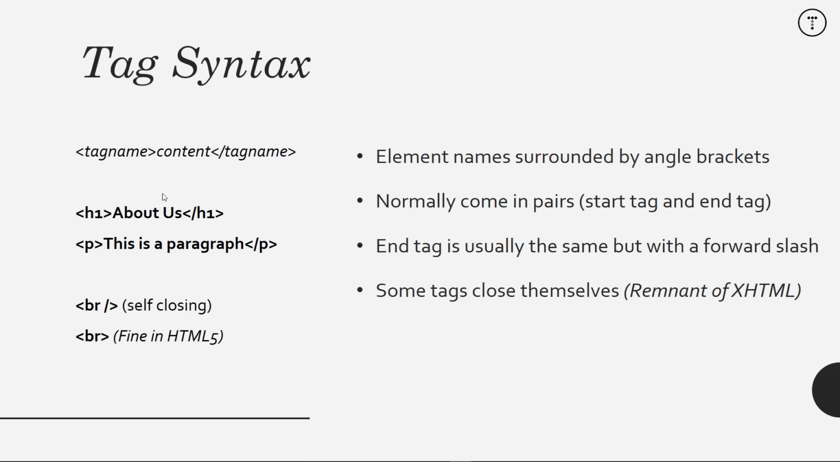Alright, in this example here, we have about us as the content or the text, and it's surrounded in H1 tags, which stands for heading 1. And I'm going to get into the specific tags later on. Alright, here's another example with a paragraph tag, and we just have the text, this is a paragraph. Now, notice with the BR tag here, there's no opening and close, it's just one tag. This is called a self-closing tag. And these are basically tags that don't have any content within them.